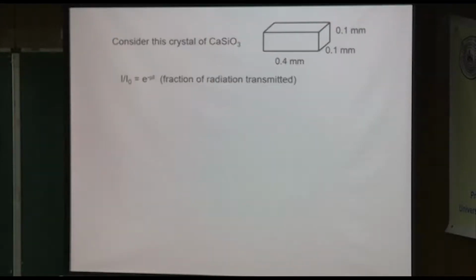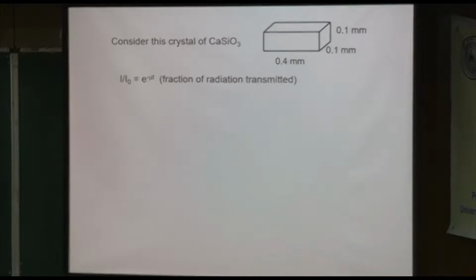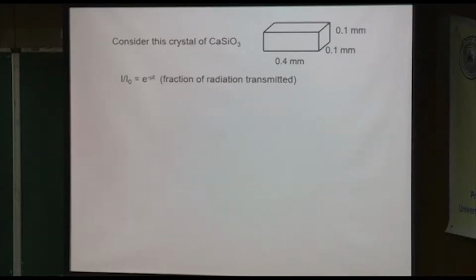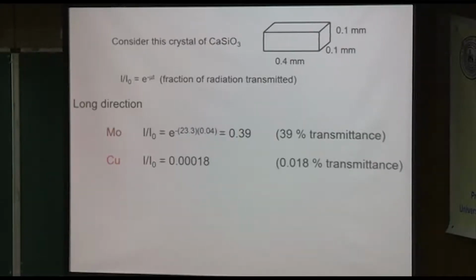Okay, so let's just calculate these percentages. And I think this is really dramatic, the percentages. So this is the crystal shape. It's tetragonal, remember, so I just assumed that two sides were equal in length, but they wouldn't necessarily have to be. And then the longer side would be the C dimension. Okay. Long direction. And in the long direction with molybdenum, you get transmittance.